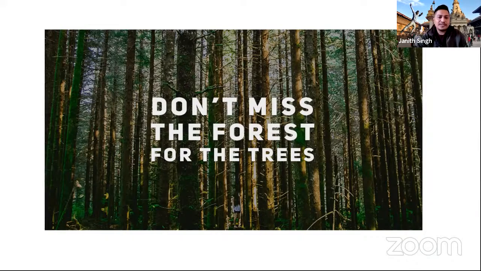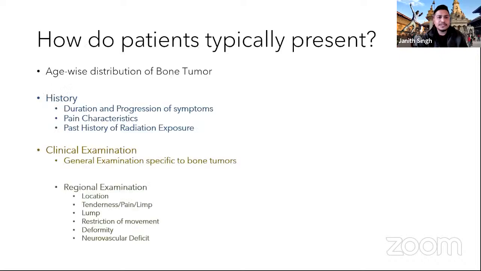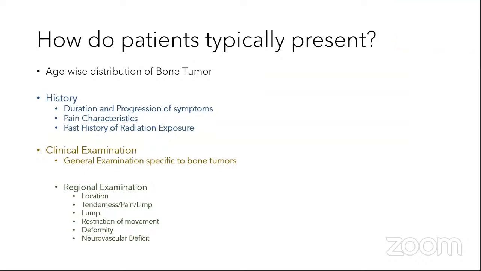When you're just looking at one component of the patient, when you're just seeing the X-ray or just seeing the limb, then you tend to miss out on all those other things that may be imperative in the management of the patient. So I'll be broadly basing myself on these following topics. How do patients typically present and special considerations. I'll be talking about these subheadings. I'll talk about age-wise distribution of bone tumor, then what to look for in history, and then clinical examination.